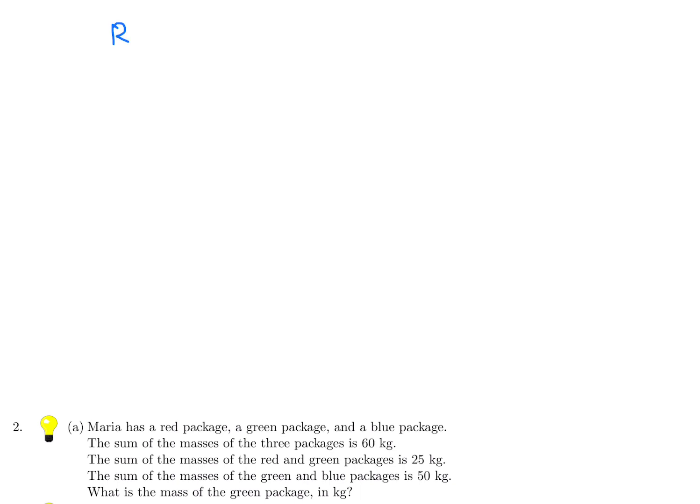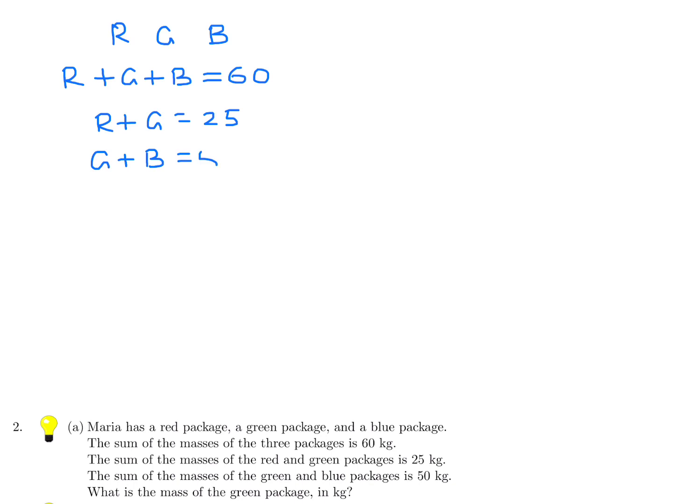So of course, I'll let R, G, and B represent the packages, and they tell me that the sum of the 3 packages is 60. So R plus G plus B is 60. And then they tell me the sum of the red and the green, so R plus G, is equal to 25. And the sum of green and blue is 50. So green and blue, so G plus B is 50. So these are our equations that we're going to use to figure out G, which is what they want us to find. Find G, the mass of the green package.